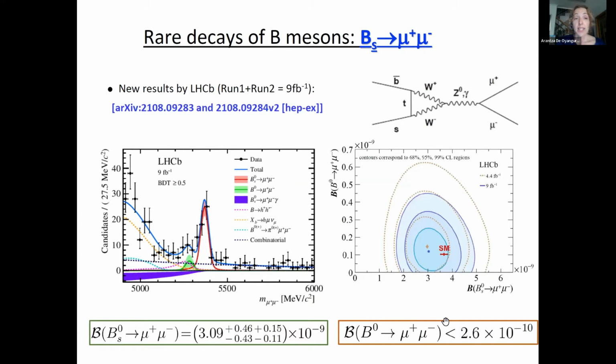There are new results now from LHC with all the statistics. You can have it here. And you see now the very clear peak is there. Unfortunately, the Bd decay into two muons is still not significant. We have just put a limit. So this is the standard model, and this is the result that we get. So it seems that it is in agreement with it.